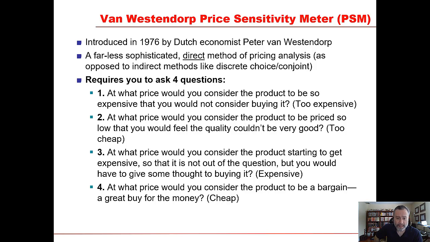The third: at what price would you consider the product starting to get expensive, so that it's not out of the question, but you would have to give some thought to buying it? This is the question that we categorize as expensive. It's expensive, but not too expensive. And the last one: at what price would you consider the product to be a bargain, a great buy for the money? We refer to this question as cheap, but not cheap with the negative connotation. This is cheap as in it's a bargain. So too expensive, too cheap, which is with the negative connotation, expensive and cheap. So it's just those 4 questions.